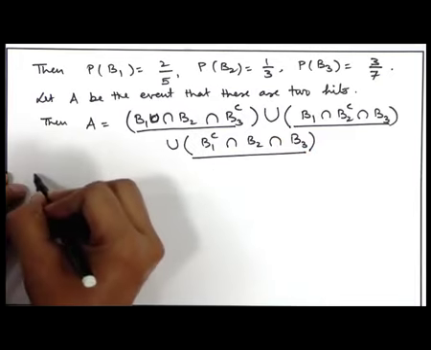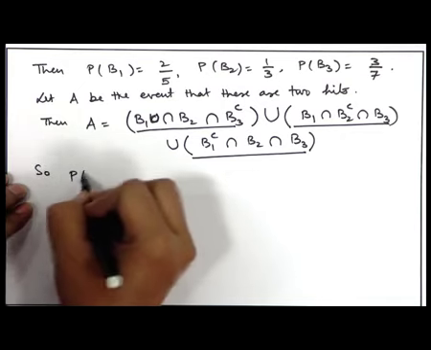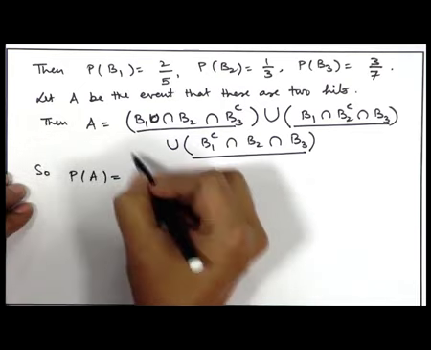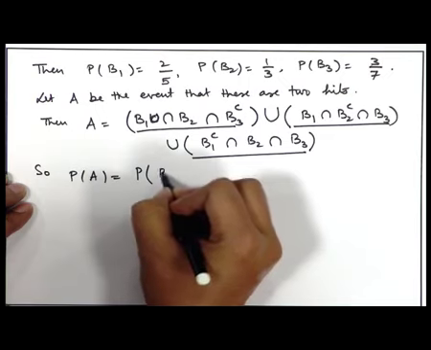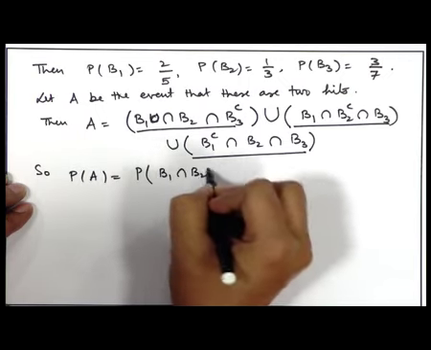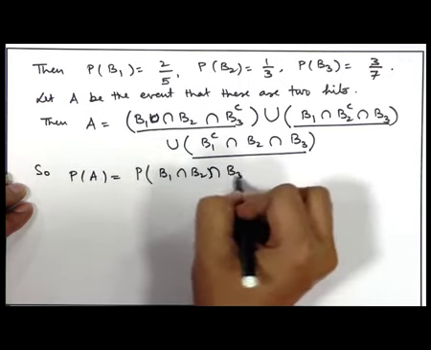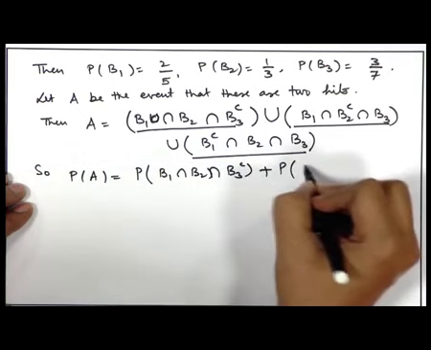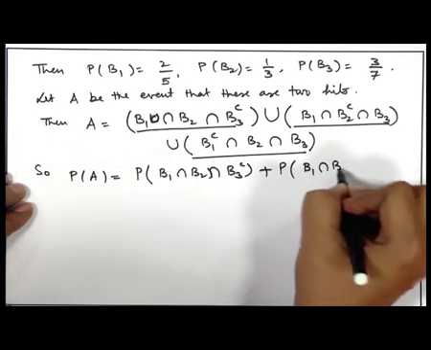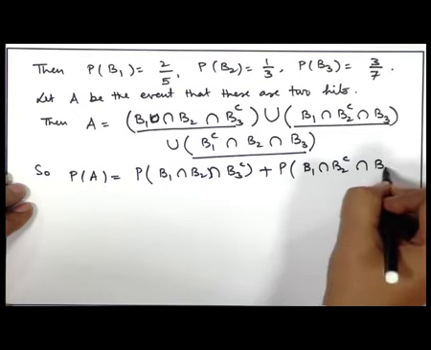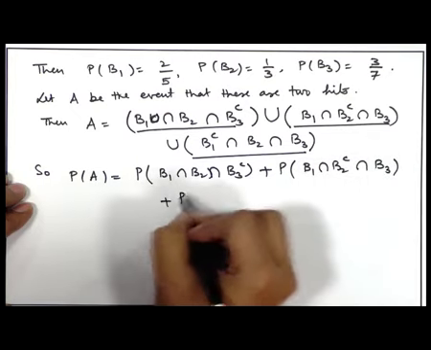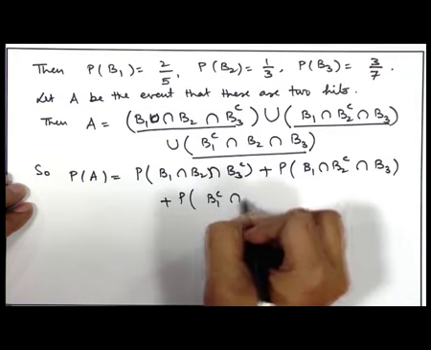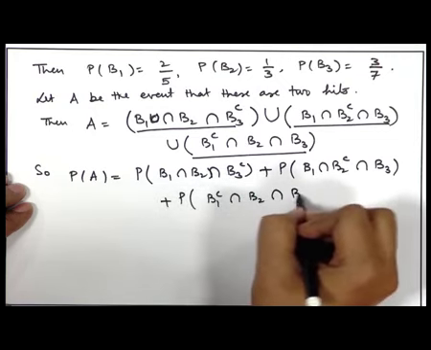So, if I consider probability of A, then I will get it is equal to probability of B1 intersection B2 intersection B3 complement plus probability of B1 intersection B2 complement intersection B3 plus probability of B1 complement intersection B2 intersection B3.